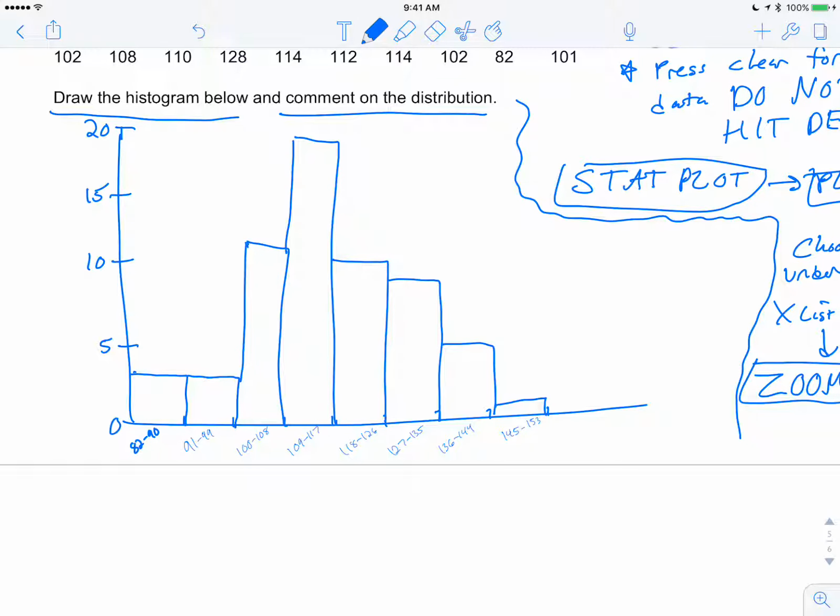Okay. So this is a rough sketch. If you're doing a final draft example, this is going to look a lot nicer. You're going to use a ruler, some graph paper. This is just to get an idea of what the graph looks like.